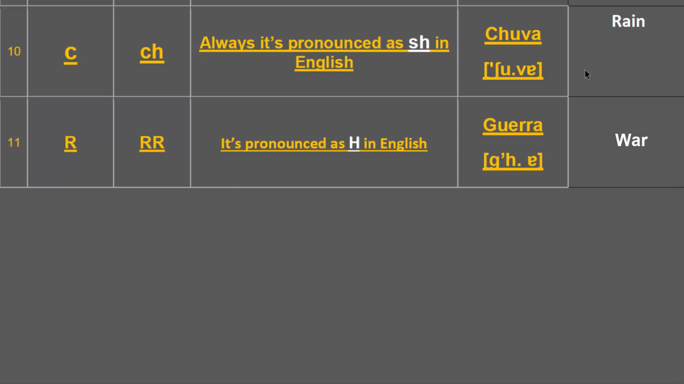Letter R, the digraph RR. It's pronounced as H in English, always as H in English. The example that we have here is the word war, which means in Portuguese "guerra". As you see, the digraph RR is pronounced as H in English.